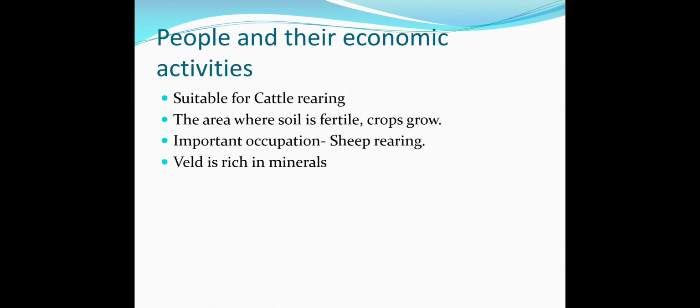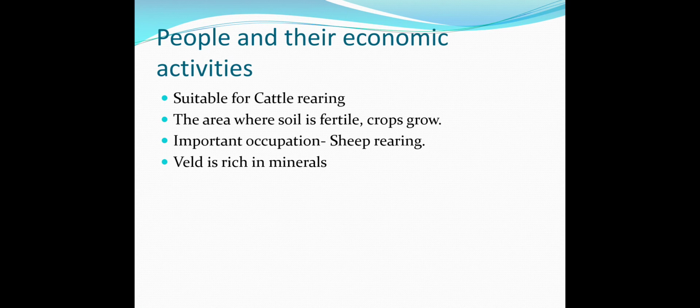Okay, this was about the crops. Apart from this, sheep rearing is the most important occupation for the people. Sheep rearing is mainly for wool. In fact, you should know that South Africa is the second largest exporter of merino wool and also the largest producer of mohair in the world.